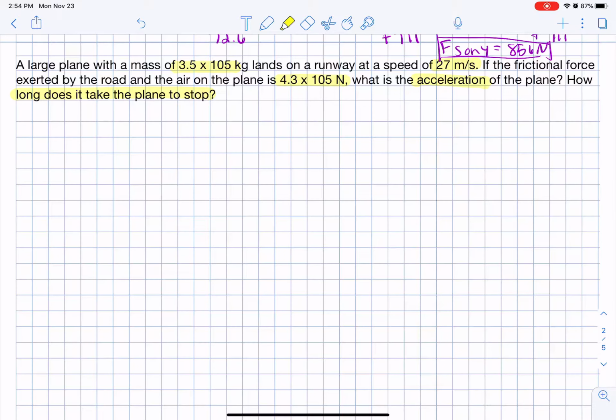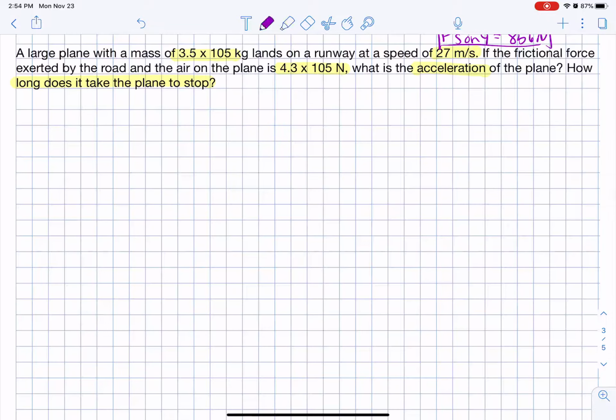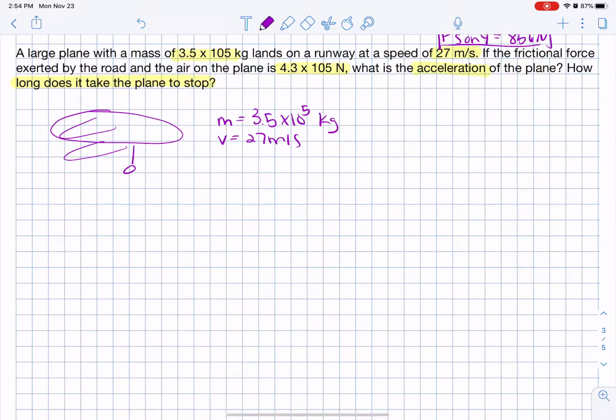All right, take a second now to sketch the situation and write a list. Let's do it together. Here we have our plane. Okay. And we know that the mass of the plane is 3.5 times 10 to the 5th. We know that the velocity is 27 meters per second. And the force the road exerts on the plane is 4.3 times 10 to the 5th newtons. We don't know the acceleration, and we're trying to find the time if we could find the acceleration.